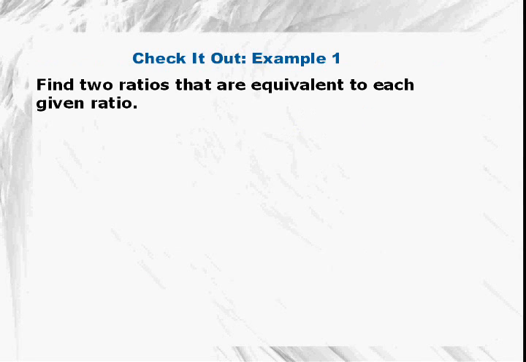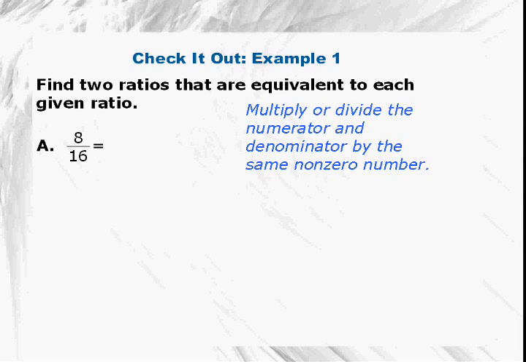So, let's check it out. Find 2 ratios that are equivalent to each given ratio. Your first example is 8 to 16. You can multiply or divide the numerator and denominator by the same non-zero number. So if you hit pause now, you can go ahead and try this with multiplication first.